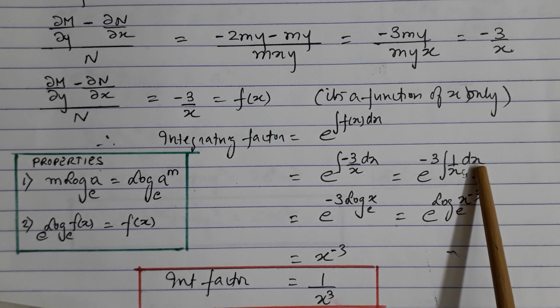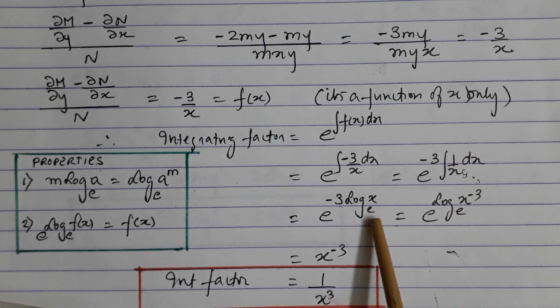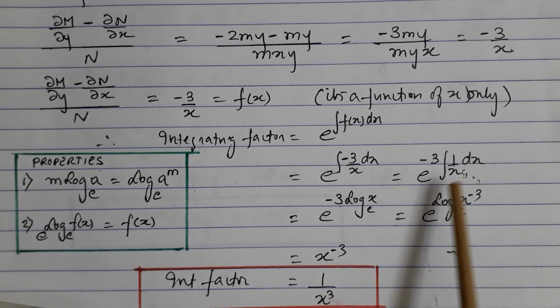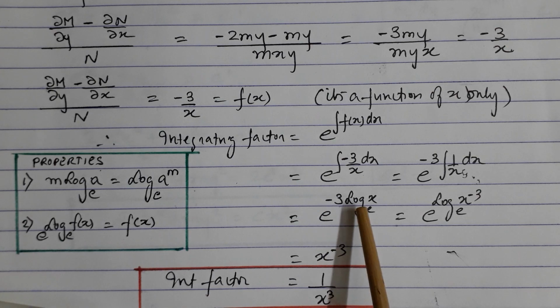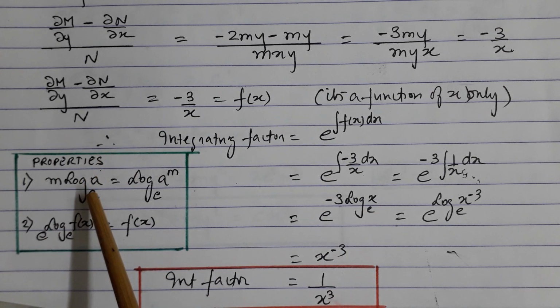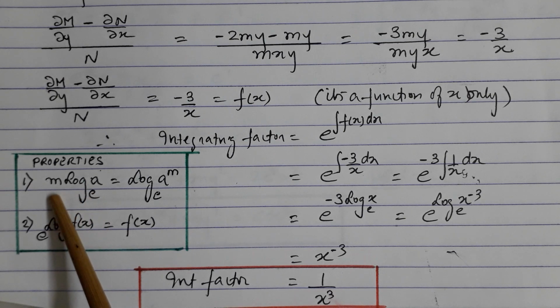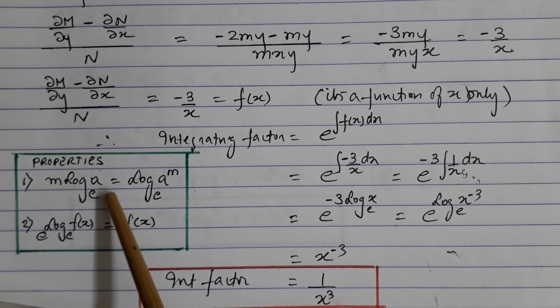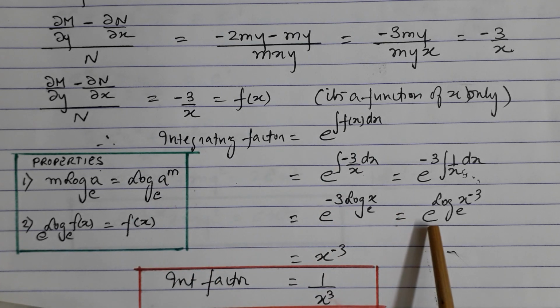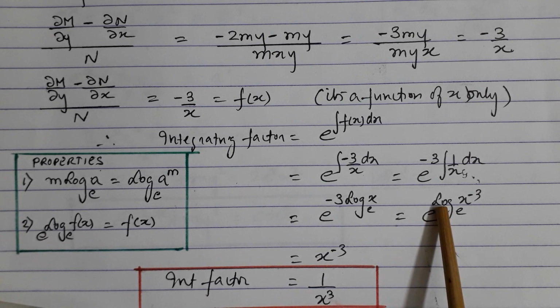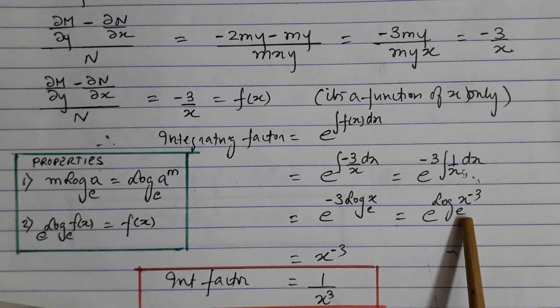And integral 1 upon x dx equals log x to the base e. So the integrating factor is equal to e raised to minus 3 log x to the base e. Now using this particular property of log, that is m log a to the base e is equal to log a raised to m to the base e, we can now write the integrating factor as e raised to log x raised to minus 3 to the base e.